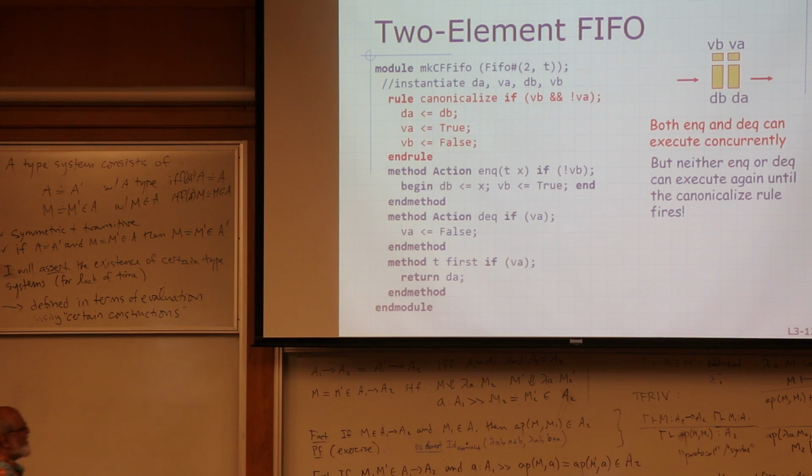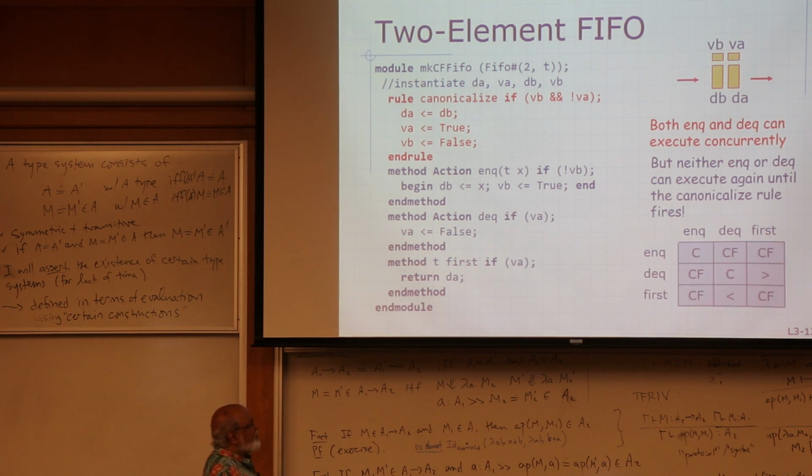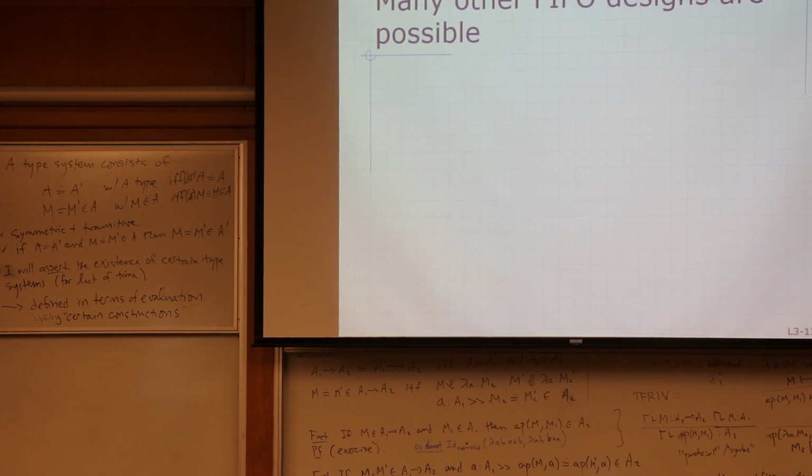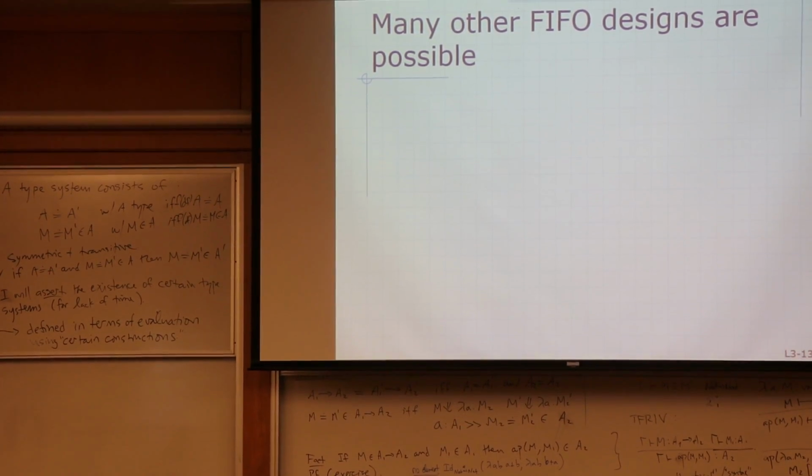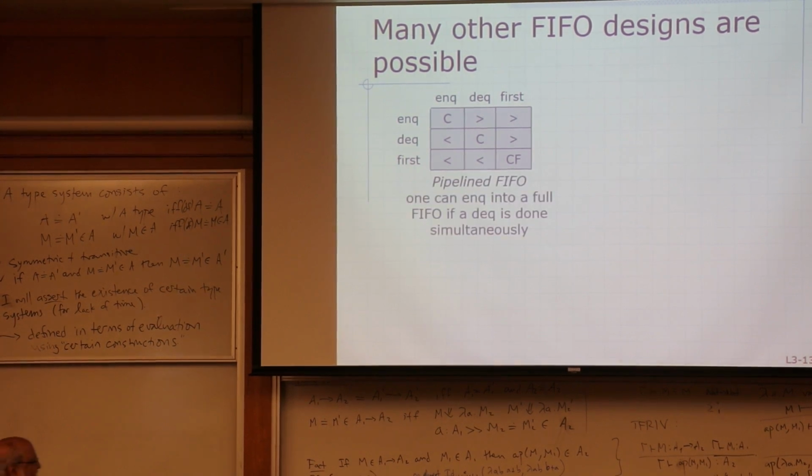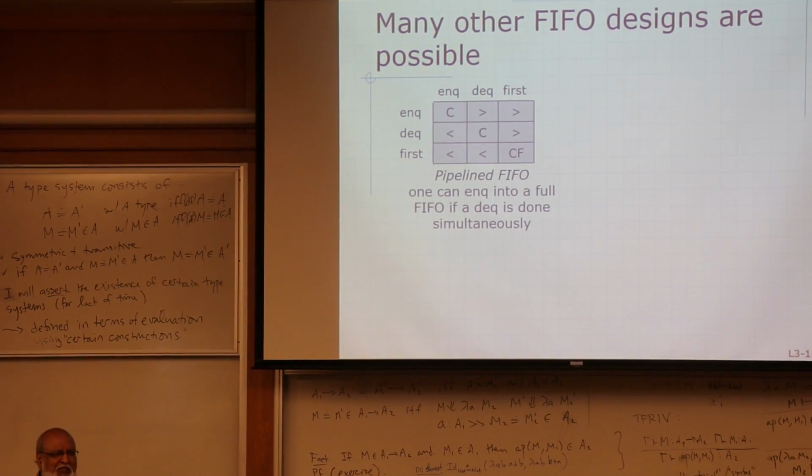All right, okay. And if you draw the conflict matrix of this, this is what it'll look like: NQ and DQ are all conflict free, and first always has this relationship. First always behaves as if it happened before DQ. We read it first, then whatever we DQ will be visible only in the next cycle. Many other FIFO designs are possible, right? So not quite 23, but we can get there if you want.